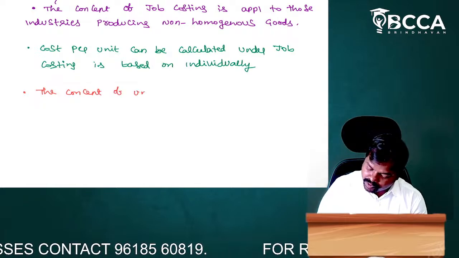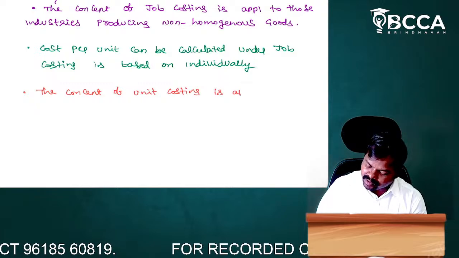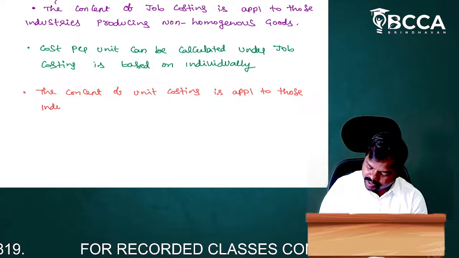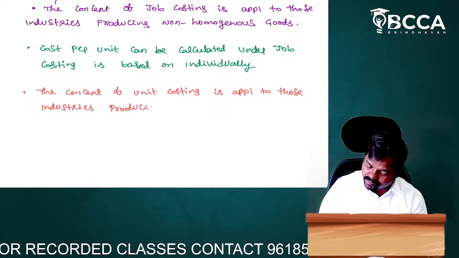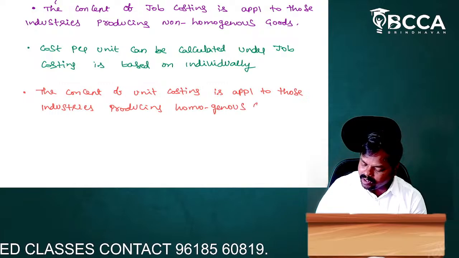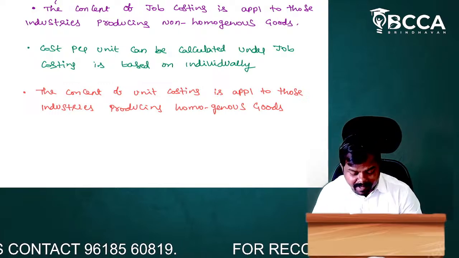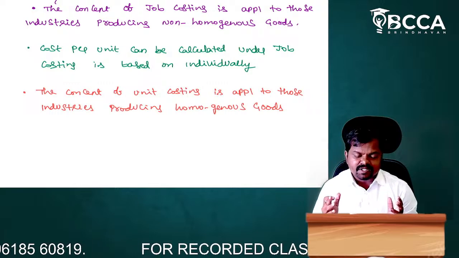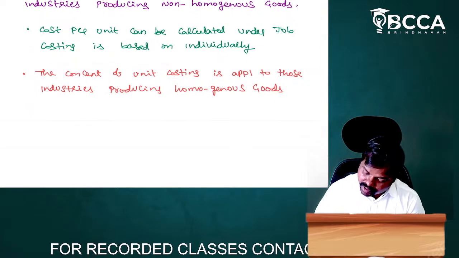Next, the concept of unit costing is applicable to those industries producing homogeneous goods. Homogeneous means in our example they are producing the same pens. If two types of pens are produced, then job costing will be applicable. Is it clear? Excellent.